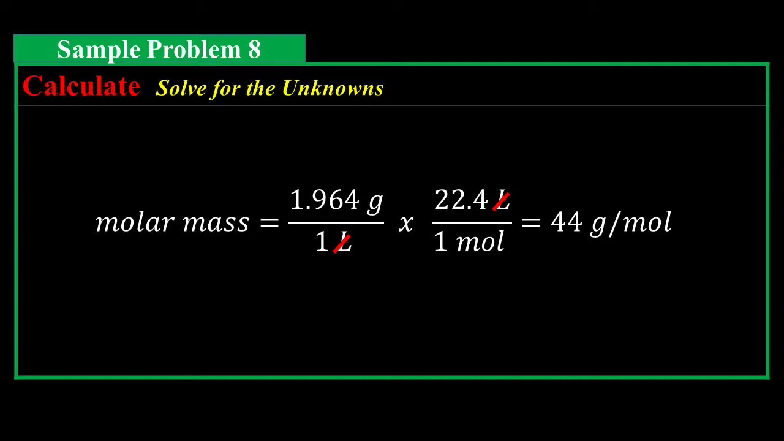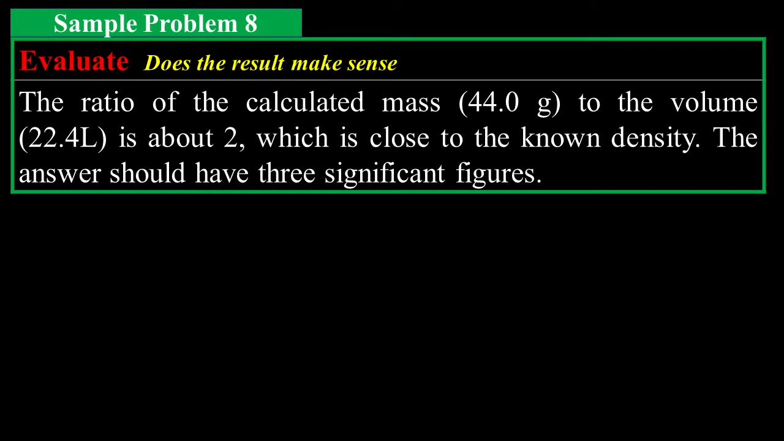So if it's carbon and oxygen, it's probably going to be carbon dioxide, because C is 12, oxygen is 16, 16 plus 16 is 32, 32 plus 12 is 44. So it's probably carbon dioxide, I would say, most likely. The ratio of the calculated mass, 44 grams, to the volume, 22.4 liters, is about 2, which is close to the known density. The answer should have 3 significant figures. 3 significant figures is fine.